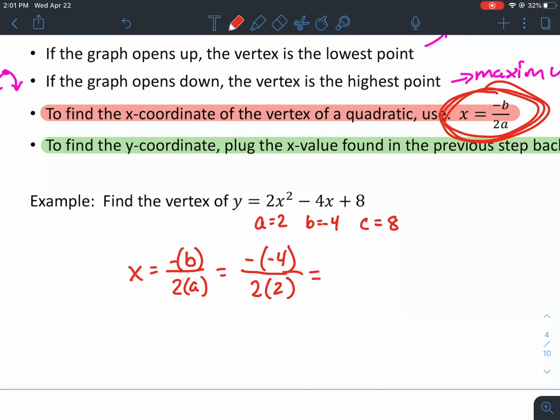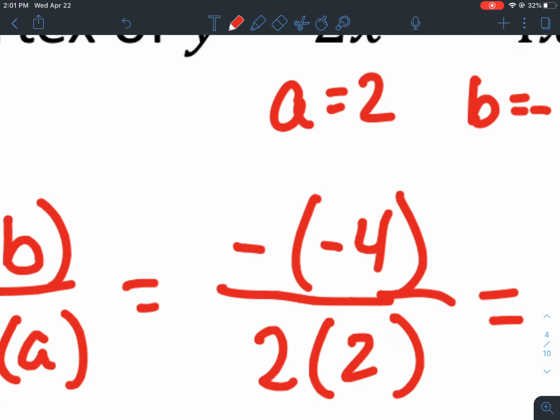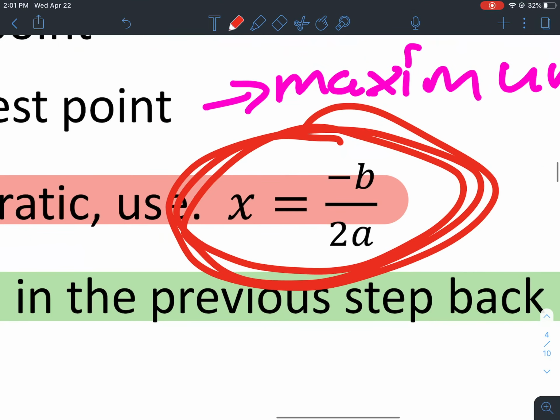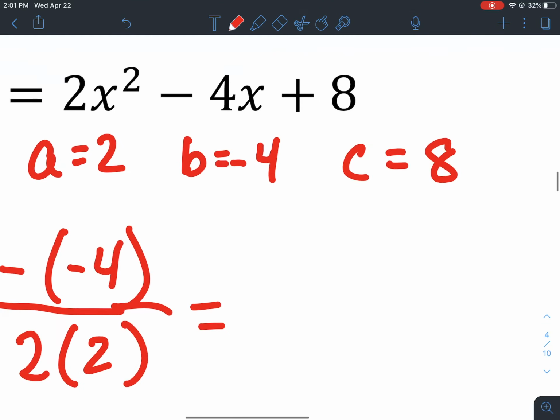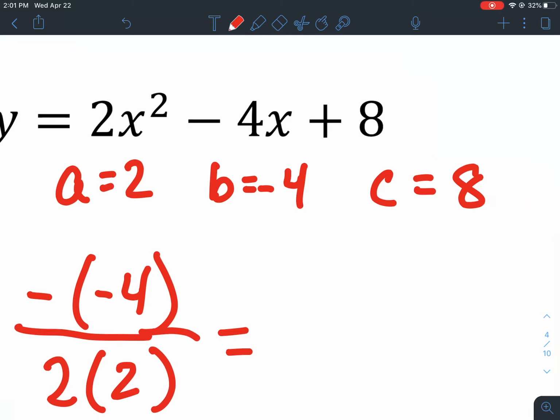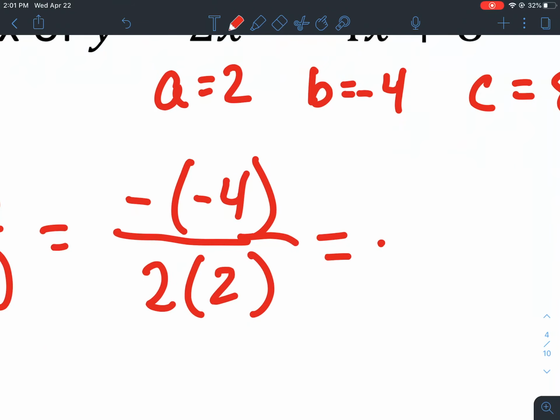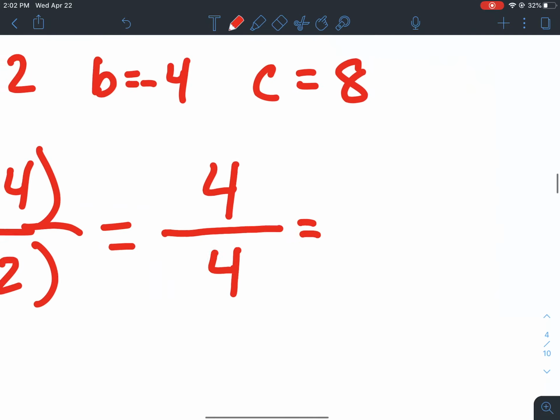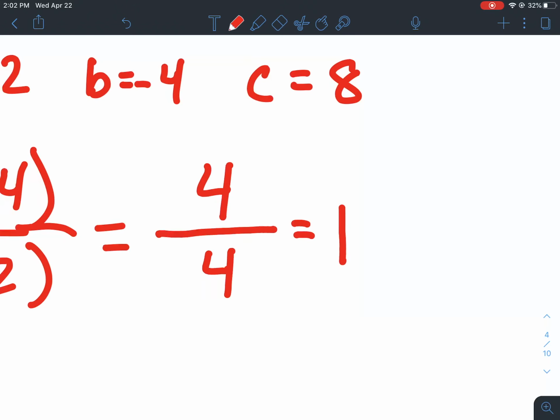Now, another way we can think about this negative here in front of the b, or here if we look at the general formula, is the opposite of b. So in other words, if my b value was negative 4, the opposite of that is positive 4. Mathematically, that's what ends up happening here. If I have negative negative 4, two negatives become a positive. So this becomes positive 4 on top. It's the opposite of b. And then on bottom, 2 times 2 is 4. And this ends up simplifying. 4 divided by 4 is 1.